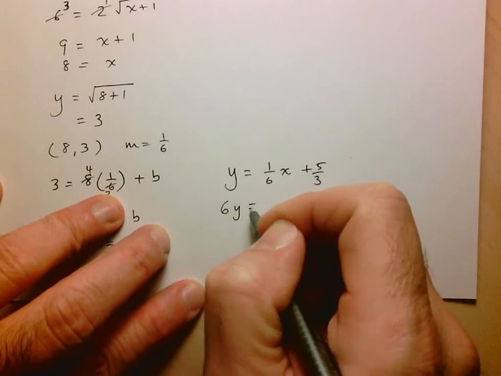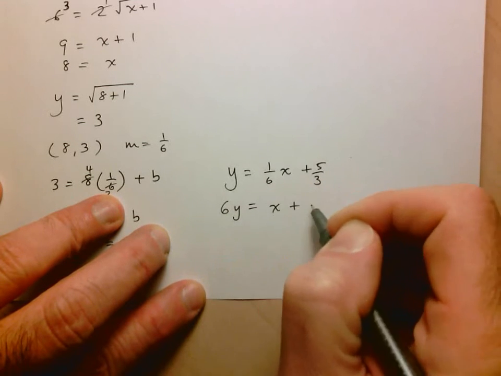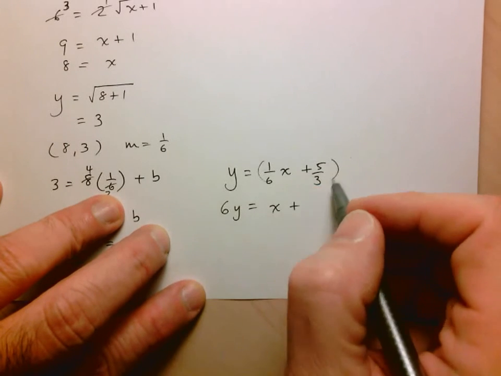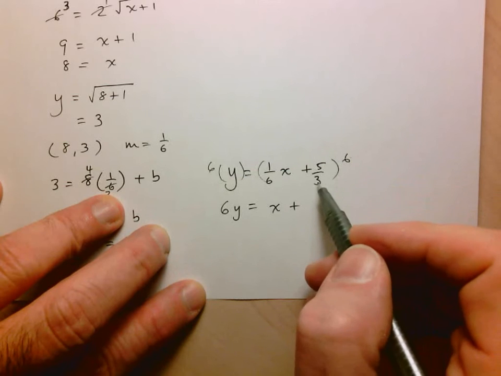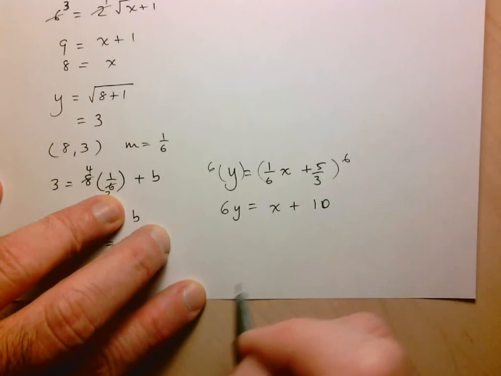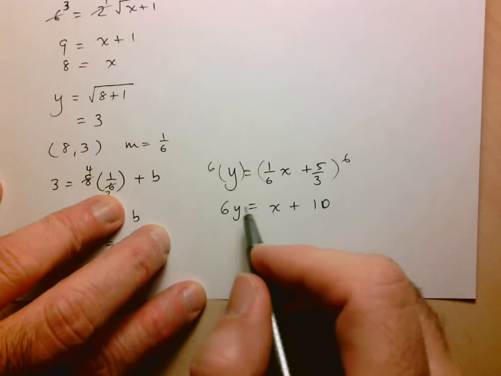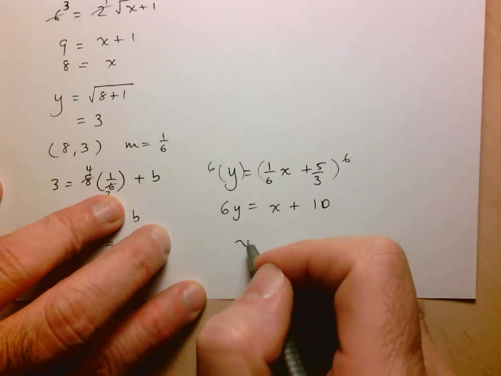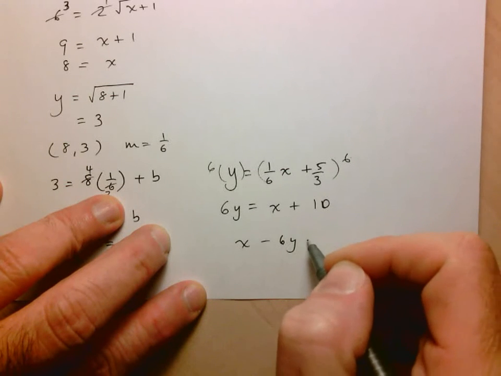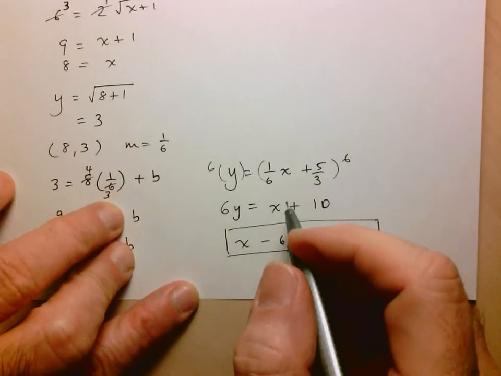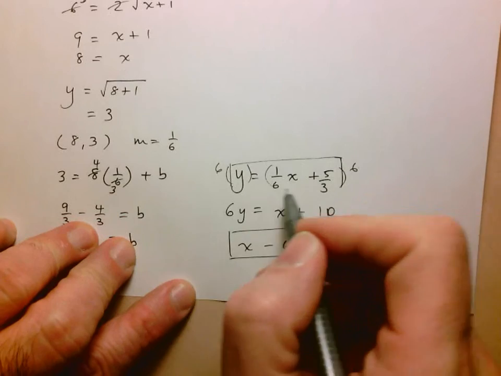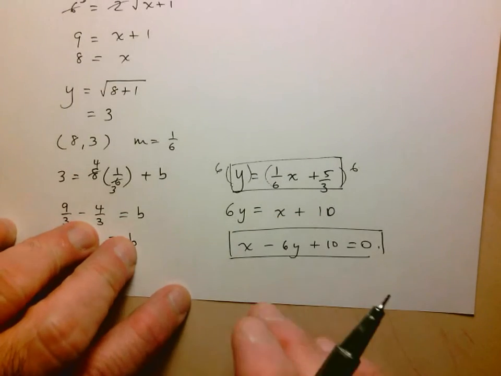So I get 6y equals x plus, let me just show it out here, if I multiply 5 over 3 by 6, that's 2 times 5, so plus 10. Now bring everything to one side of the equation. So I've got x minus 6y plus 10 is equal to 0. Either that or this are both acceptable answers.